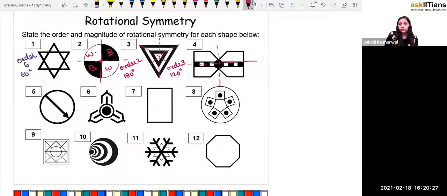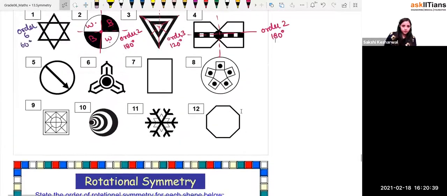Now what happens if you rotate it from here, right? If you rotate by 90 degrees, no. If you rotate it by 180 degrees, yes, you will get the same thing. So here the order is equal to 2 and the angle will be 180 degrees, right? Yes. Now just see this. Now if you rotate this figure about this arrow, right?